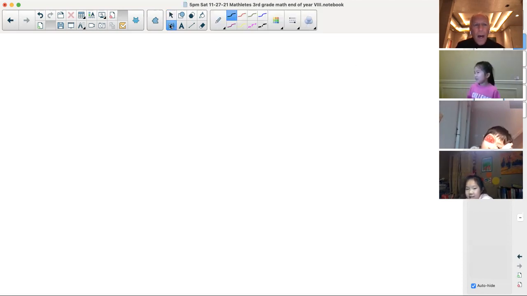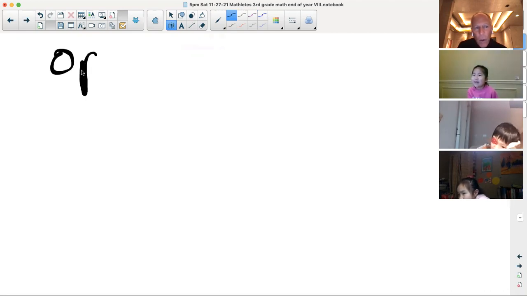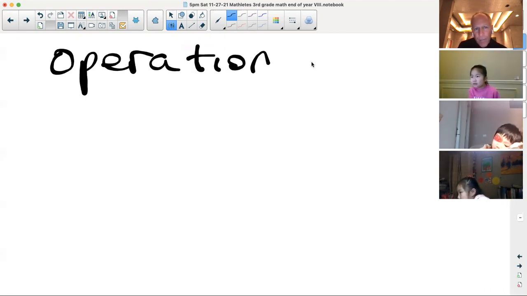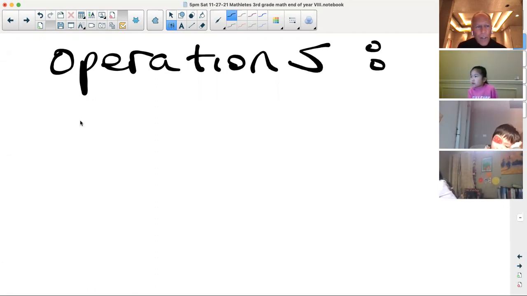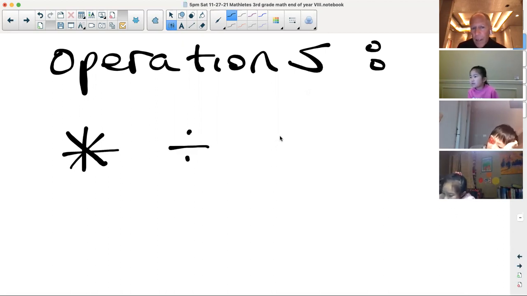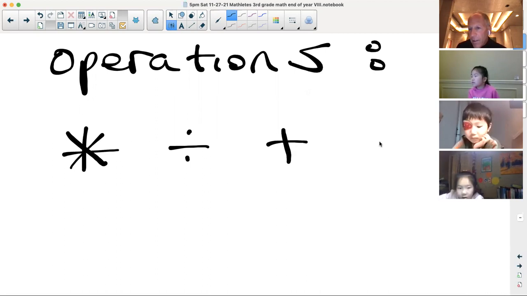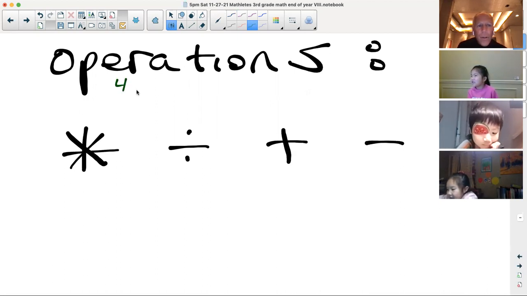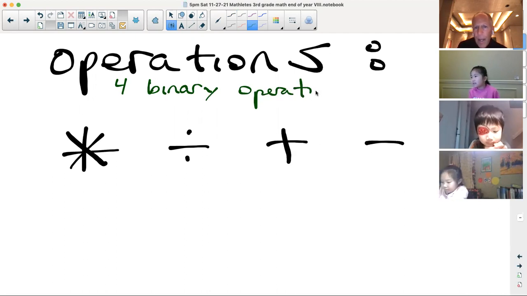So every time we do fun math problems, do you always find yourself looking at something called operations? And the operations are multiplication, division, addition, and subtraction. And these are called the 4 binary operations. Now, every time I see a math problem, I'm always thinking about, what do I do?